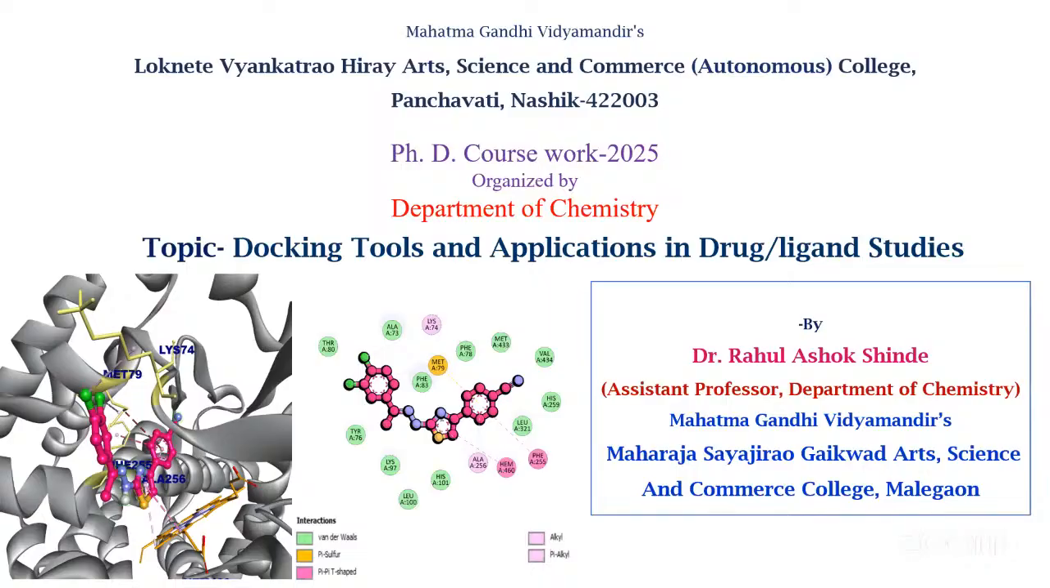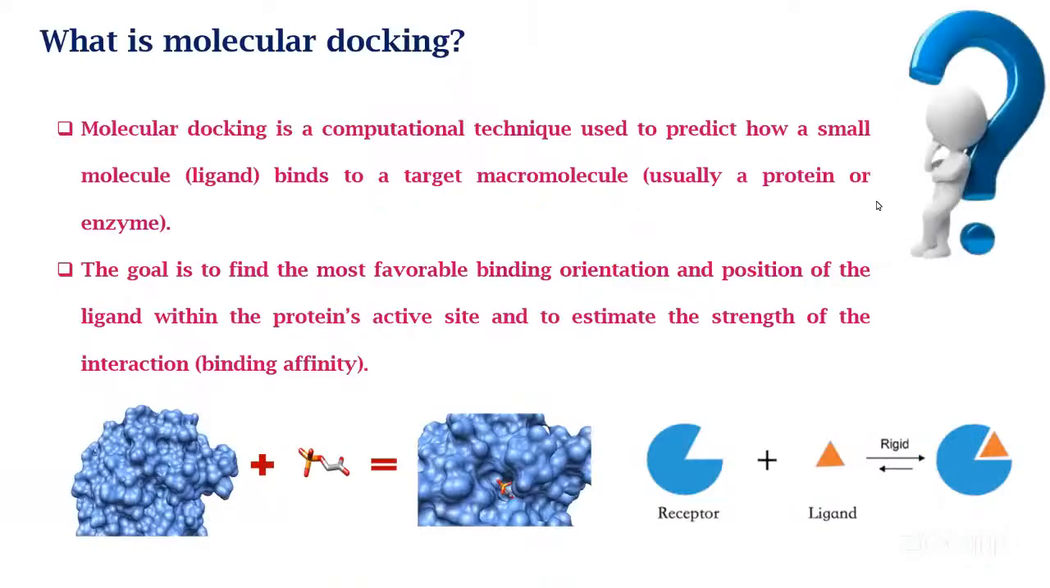Now the question is this, what is molecular docking? Molecular docking is a computational approach which is used to predict how small molecules, that is our synthesized compounds, which we call ligands, bind to target macromolecules that are usually proteins or enzymes. The goal of molecular docking is to find the most favorable orientation of the ligand inside the active cavity of proteins or enzymes, and thereby we can estimate the strength of that binding. We call it the binding affinity, also called the docking score.